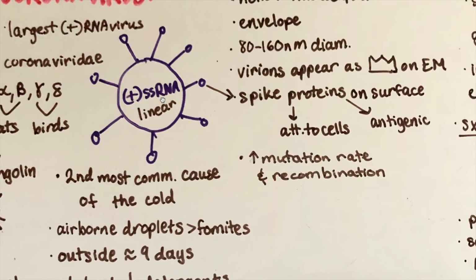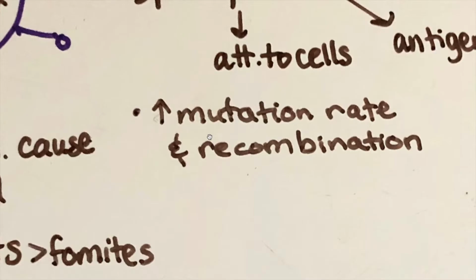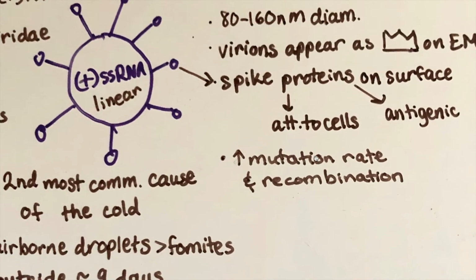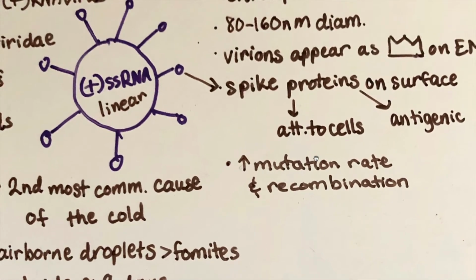So what makes the coronavirus such a difficult virus to find a vaccine for or a cure for? One of the reasons why is because it has such a high mutation rate and recombination occurs as well. And this is because it has an RNA polymerase that is quite error prone. And because it's error prone, it's able to make many different strains of the coronavirus. So it's difficult to establish immunity to all different types of strains.